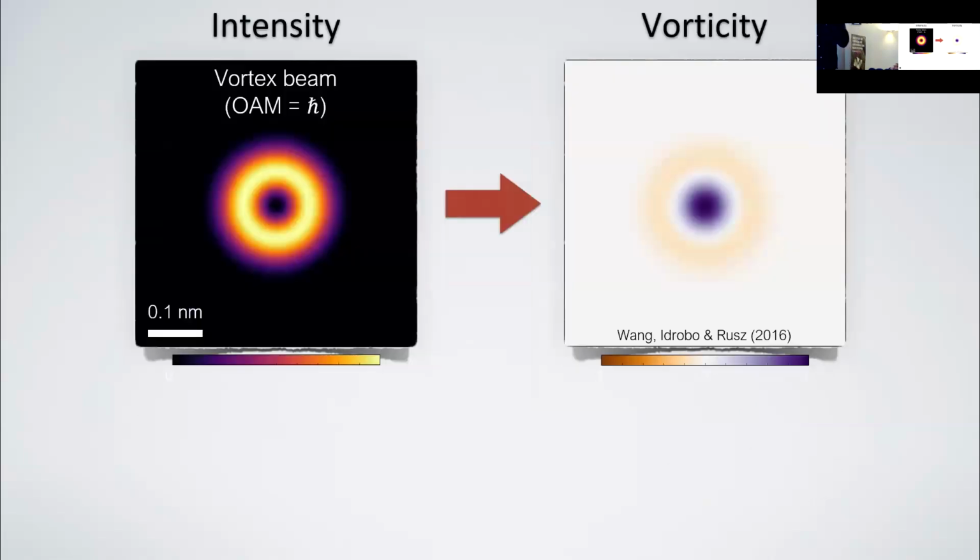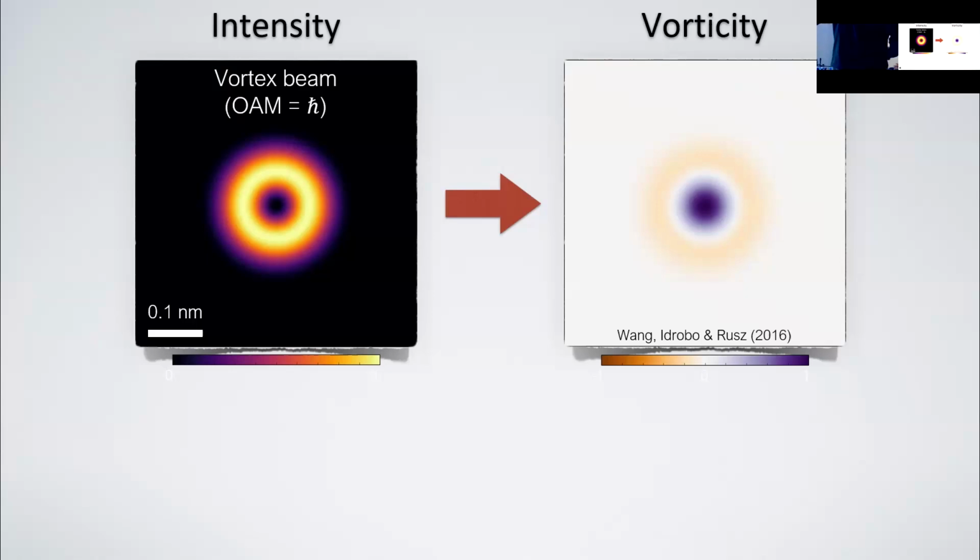And when you calculate the vorticity, you will obtain something like that. So this is a vortex beam with h bar, and this one has orbital angular momentum of +1, and this one has orbital angular momentum of -1. And the idea is that because it carries orbital angular momentum, you can do experiments equivalent to what you do with circularly polarized X-rays.